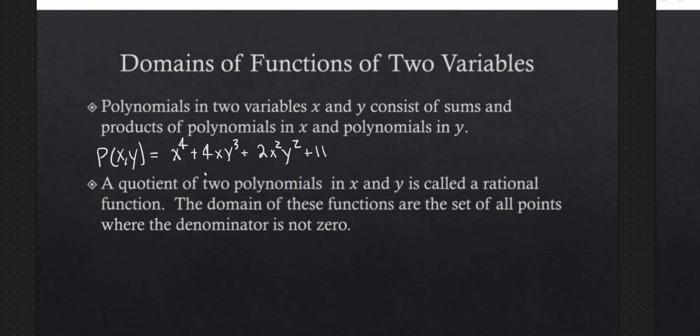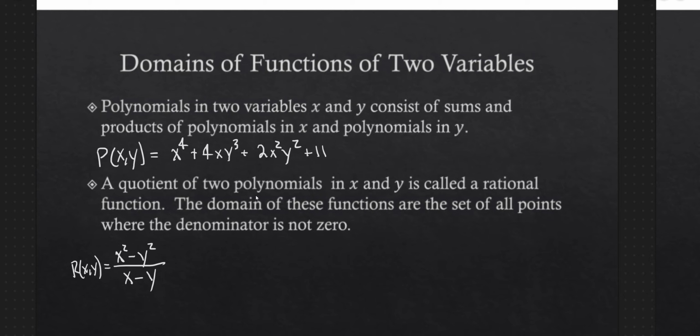And then a rational function is just a quotient of two polynomials. So for instance, we could have something like x squared minus y squared, a polynomial in two variables. I'll call this r of xy for rational, over, let's say, x minus y. So this would be an example of a rational function in two variables, just a polynomial in two variables divided by another polynomial in two variables.